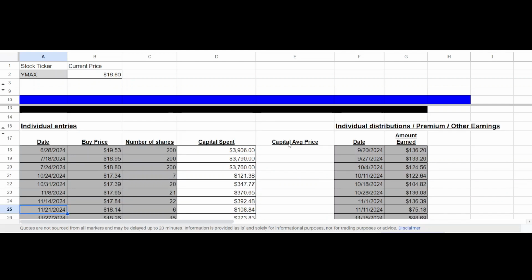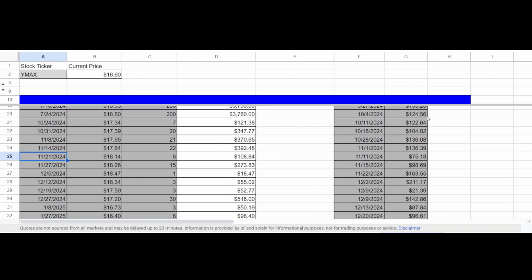Now, for my distributions that I earned, my first one was on September the 20th for $136.20. September 27th, $133.20. October 4th, $124.56, and I'm just going to call out from here on out just to help speed this along. For October, I have earned these distributions of an additional $122.64, $104.82, and $136.08.